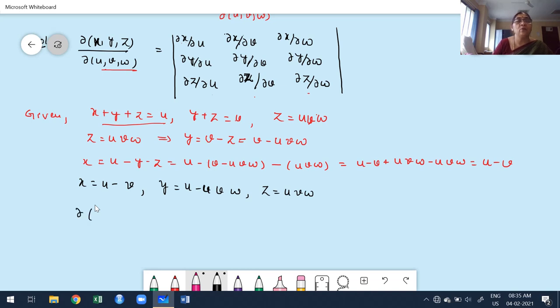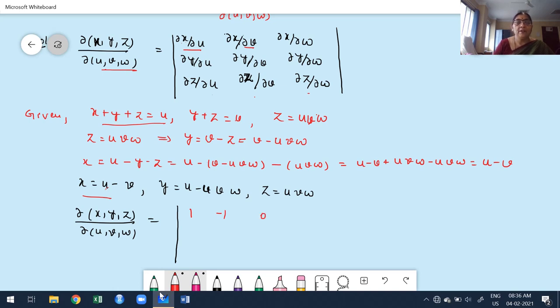Now the Jacobian of x, y, z with respect to u, v, w is nothing but the determinant of: dou x by dou u. x with respect to u, treating the remaining independent variables as constants. Therefore, dou x by dou u means 1 minus 0, because v is constant, so 1. Dou x by dou v, what is dou x by dou v with respect to v? This is 0. We don't have any w. What is dou x by dou w? w is nothing but 0.